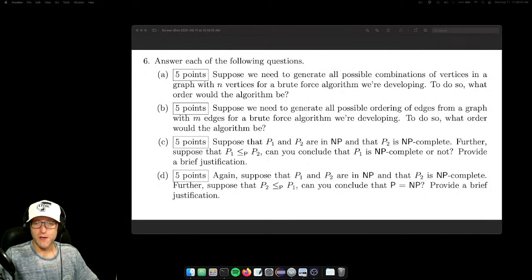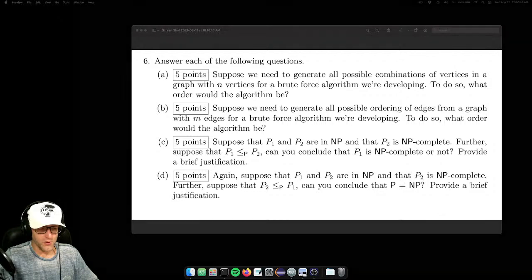Now, suppose that P1 and P2 are in NP, the class of problems decidable by a non-deterministic polynomial time Turing machine, and that P2 is NP complete. Further, suppose that P1 reduces to P2. Can you conclude that P1 is NP complete or not? Provide a brief justification. So for this, I'm going to go ahead and draw our complexity landscape here.